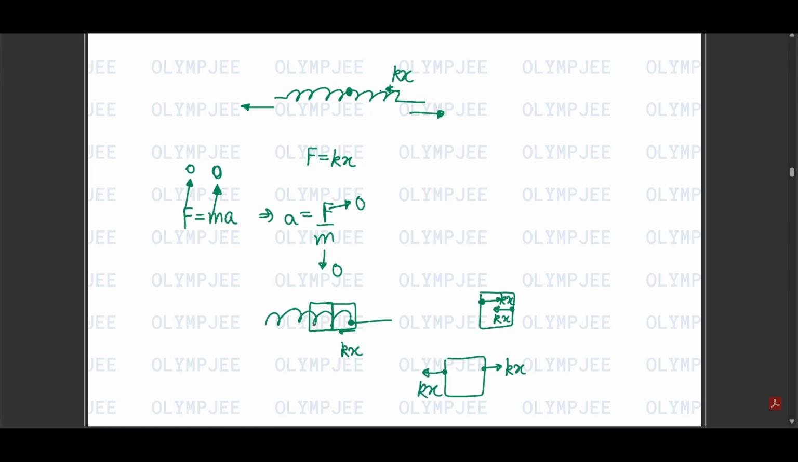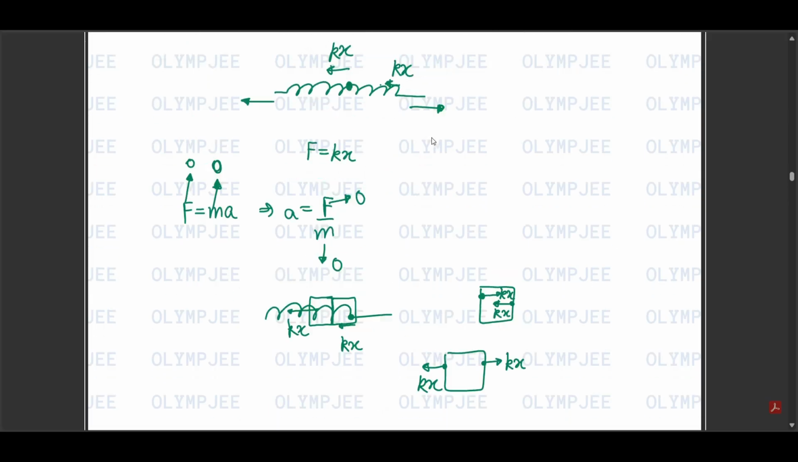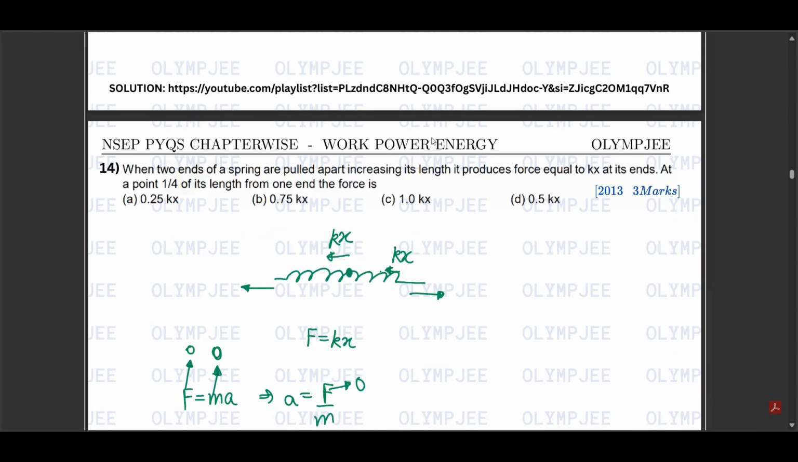Which basically implies that on every point, we can even take smaller points to prove that at every point, the force will be in this direction, kx, right? So it does not matter at which length we are analyzing, the force on every point will be kx. So the answer would be option C, 1 times kx, right?